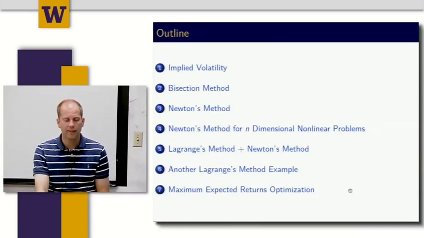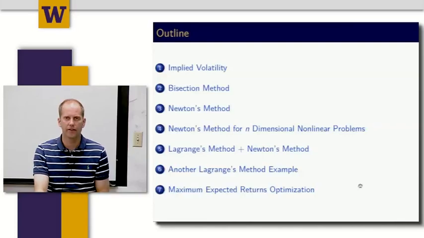And then finally in section 7, I'm going to look at the other optimal investment portfolio that I talked about in week 7, called the maximum expected returns portfolio. This ends up being a bit more complicated than the minimum variance portfolio, but it's something that can be solved using the n-dimensional version of Newton's method. And so I have an example of how that can be done.